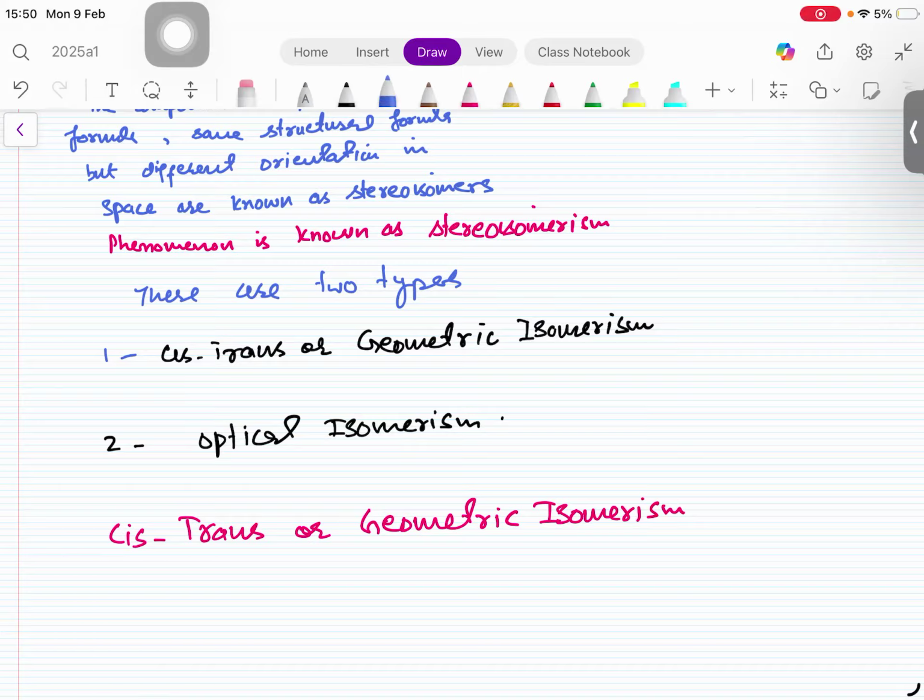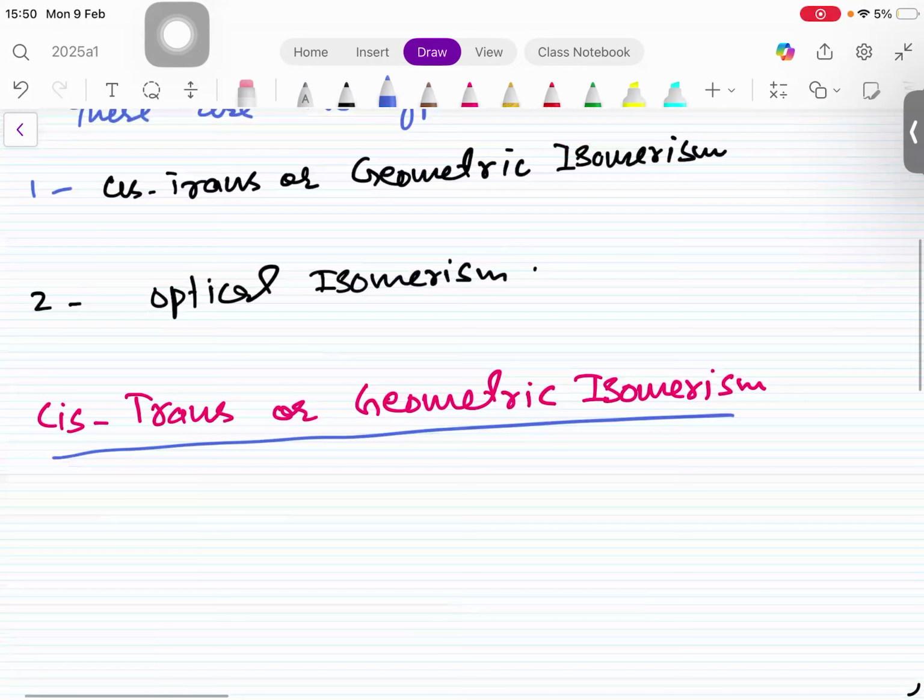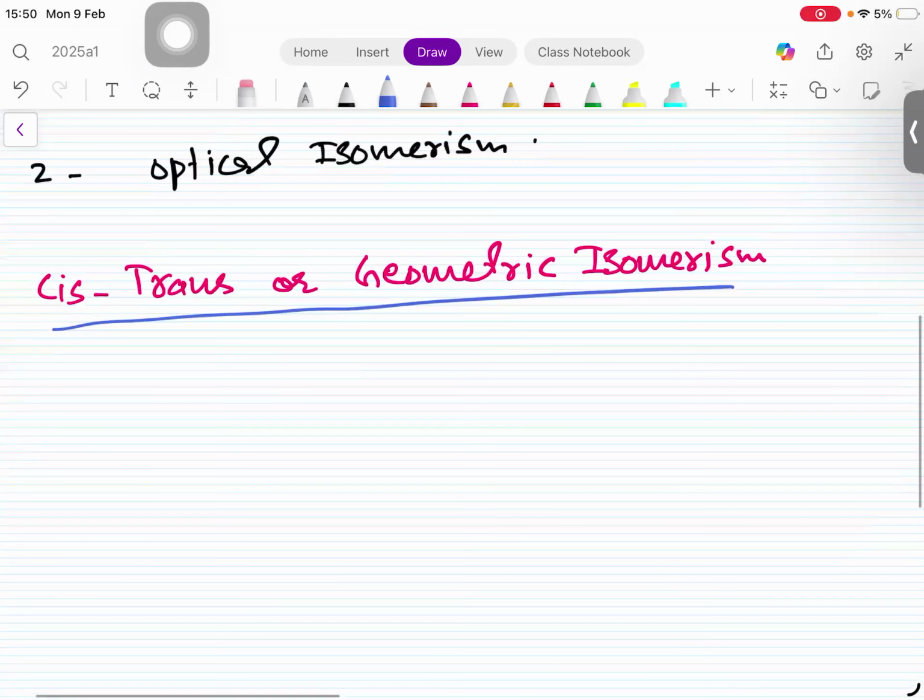Cis-trans or geometric isomerism. Okay, now in this case, the compounds have the same molecular formula, same structural, but what is the difference? The orientation in space is different. Now, what is this meaning? The first type is the cis-trans. In this type of isomerism, there is a double bond between two carbon atoms.